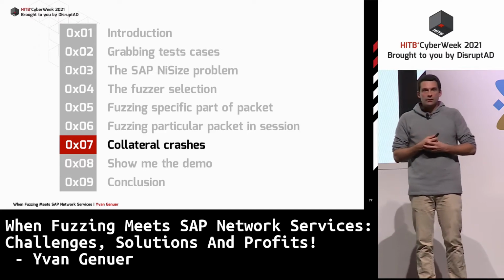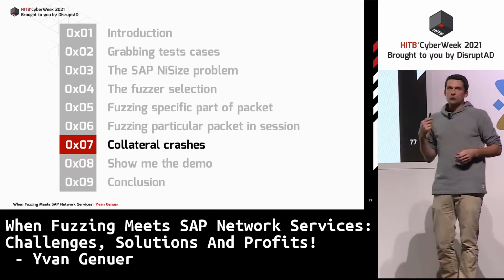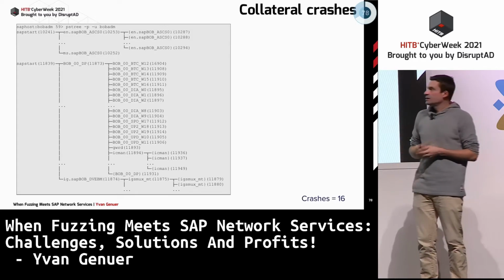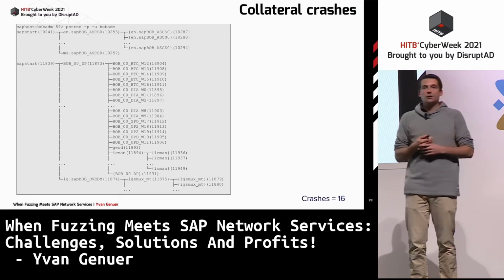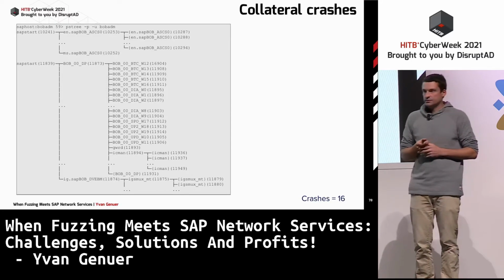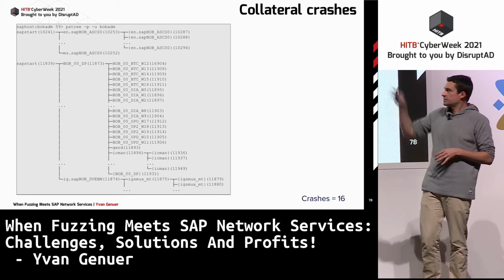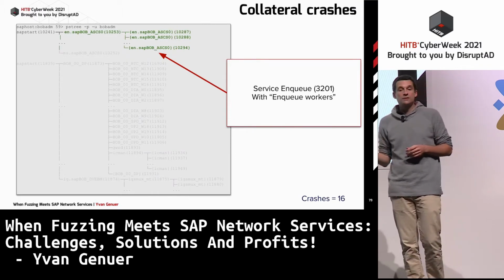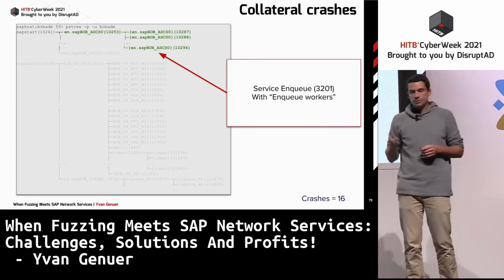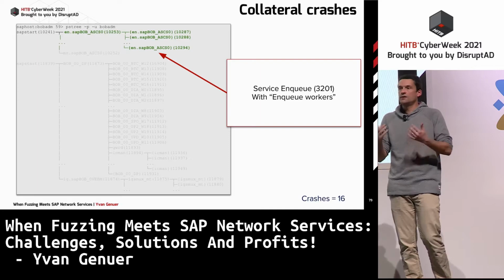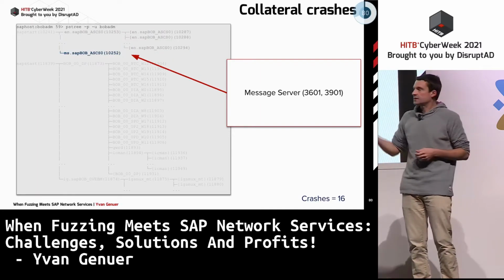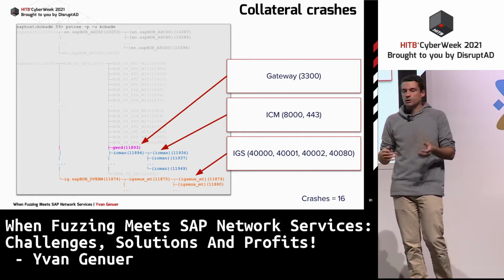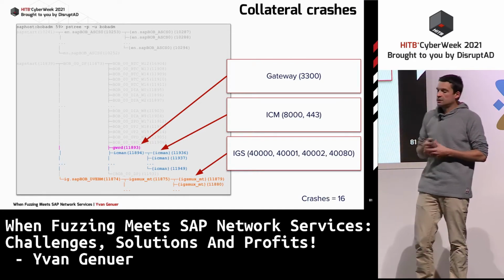The next one, we encountered a big problem. It was what we call collateral crashes. Let me show you. This is the process list of a part of the SAP processes. If you go to the SAP system and list the processes, this is a tree you can have. This is not very complicated. For example, in green, this is the Enqueue service. So you recognize en.sap and so on. This is the Enqueue process which handles the Enqueue service. And there are several processes like that: the message server, also the SAP gateway in pink, etc. So the ICM in blue and the IGS in orange.